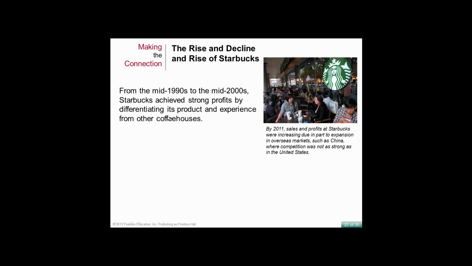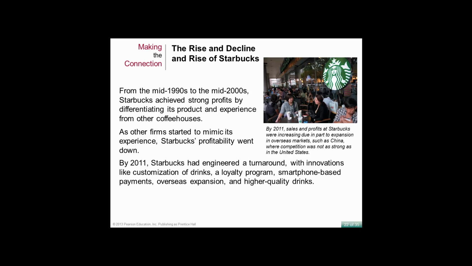So from the mid-90s to the mid-2000s, Starbucks achieved strong profits by differentiating its product and experiences from other coffee houses. As other firms started to mimic the experience that Starbucks was, Starbucks' profitability went down. In 2011, Starbucks had engineered a turnaround with innovations like customization of your drink, a loyalty program, smartphone-based payments, overseas expansions, and high-quality drinks. So now they're differentiating themselves. So they entered China, where competition is not as much as the United States.